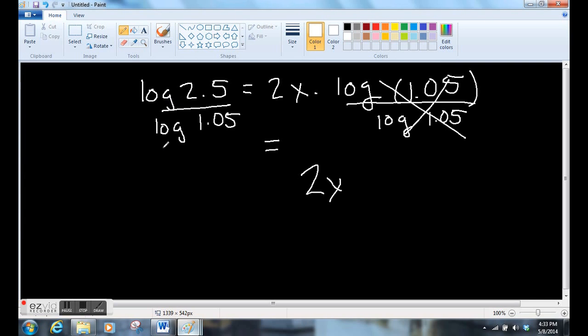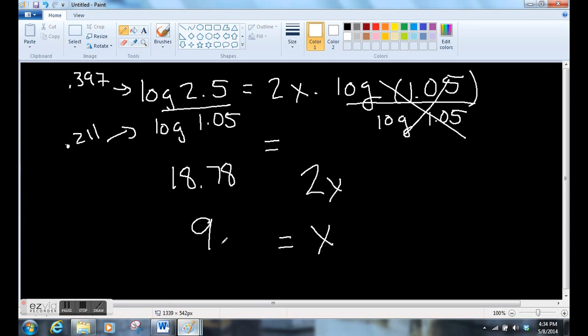This number you can type into your calculator, log of 2.5 divided by log of 1.05. By the way, log of 2.5 is about 0.397, and log of 1.05 is about 0.021. So the whole thing on this side is approximately 18.78. That gives us a spectacular value of x equals 9.39. Okay, let's look at another one.